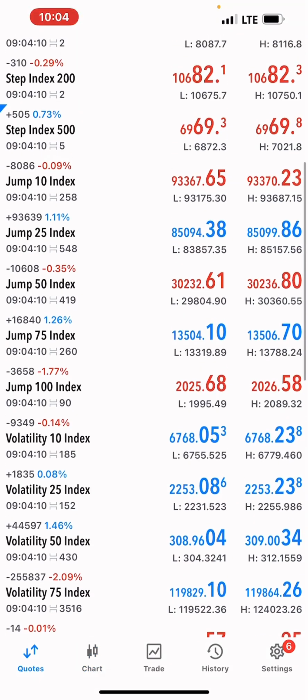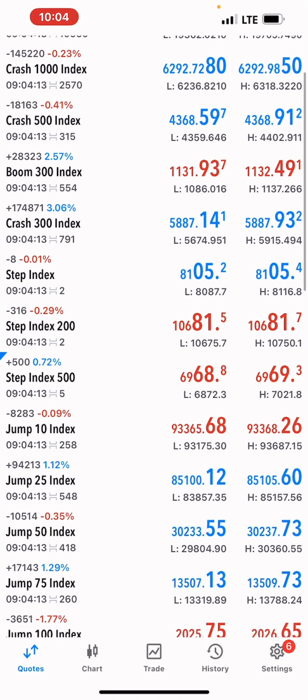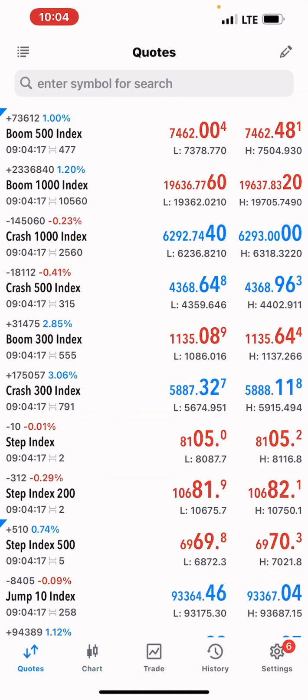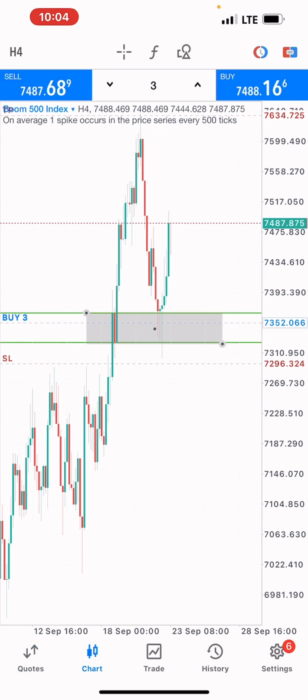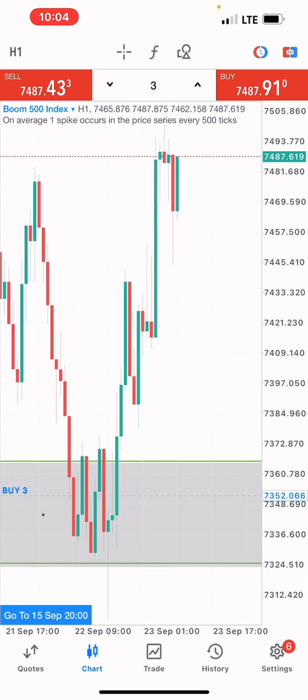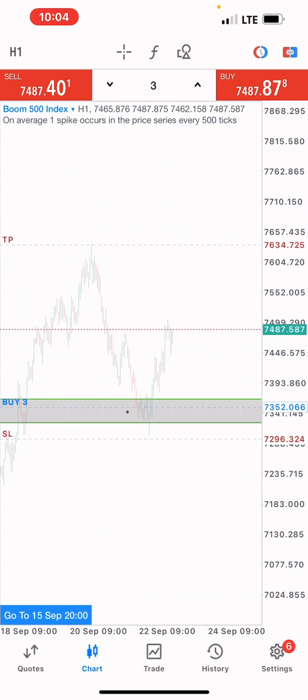Guys, let me just show you the Boom 500 as it is currently running. I sent this setup to my VIP group, showed them the entry point, and now this trade is running to my target. We've been holding this since last night.